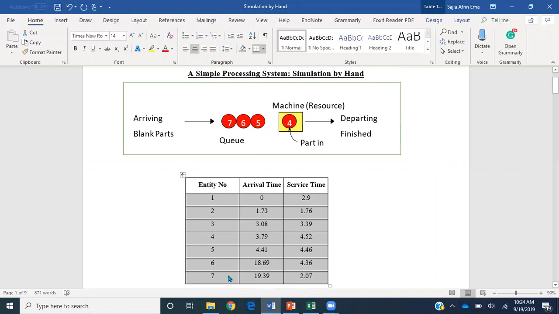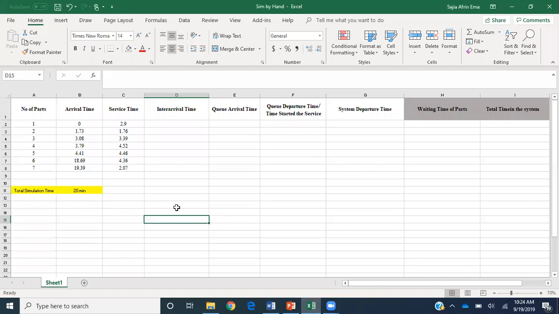So what I did is I just transferred this same data into an Excel file, and then from here we'll be getting some stats. The first thing we need to know is the inter-arrival time. What is inter-arrival time by definition? It's the time between two successive arrivals. So it talks about a pair of arrivals, right?